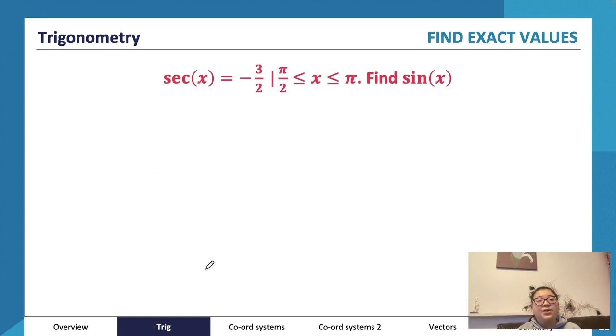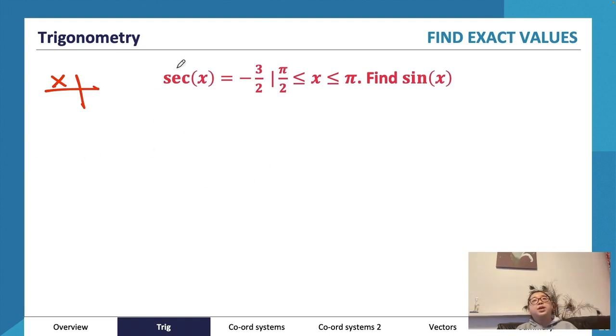Righty. So let's have a go at this question then. So they say sec x equals negative 3 on 2, and x is bigger than pi and smaller than 3 pi on 2, which means that it sits in this quadrant here. So they want us to find what sine x is, which means that we don't actually need to find what x is. We just need to find what sine x is, which is helpful.